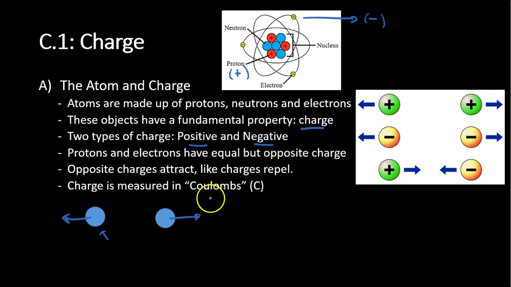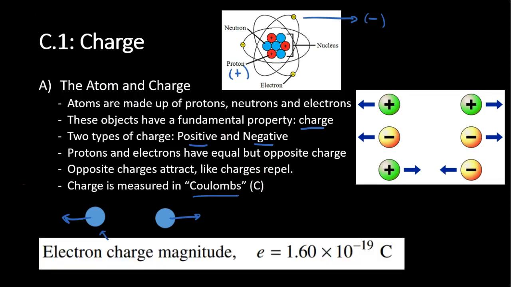Now, charge is measured in something known as coulombs, often abbreviated as uppercase C. 1 coulomb of charge is actually a huge number of electrons. In fact, the charge of an individual electron is, well, therefore going to be a very small number, 1.6 times 10 to the negative 19 coulombs. This is actually what you see on the AP Physics 1 equation sheet.